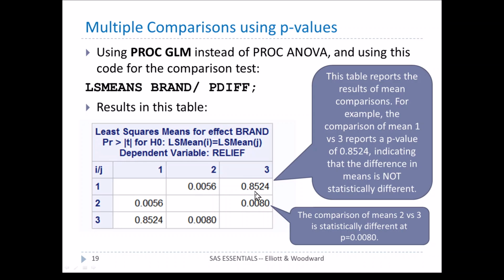Are they different? 0.85 as a p-value? No, they're not different. However, 1 compared to 2, 0.0056, that's lower than 0.05, and so again, we can do any pairwise comparison we want using this table. Again, we get the same results as the rest of them.